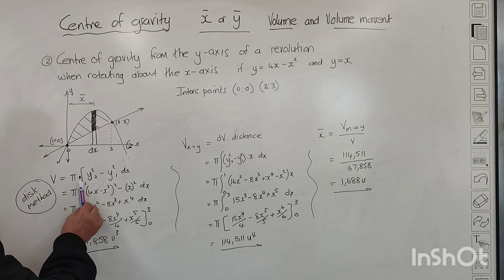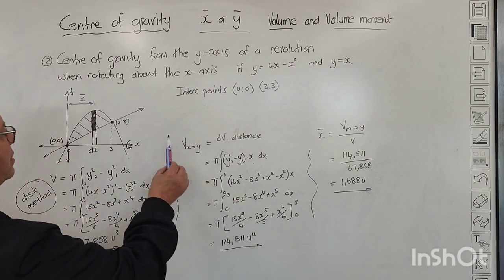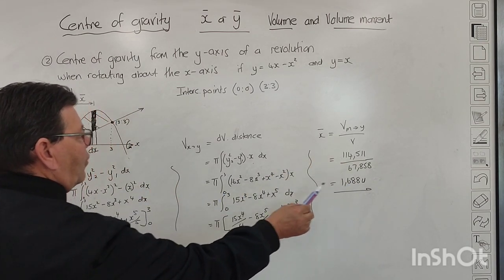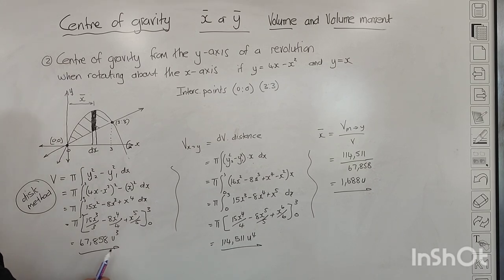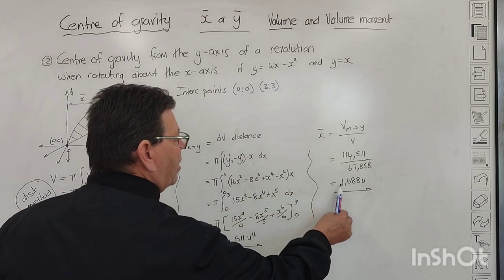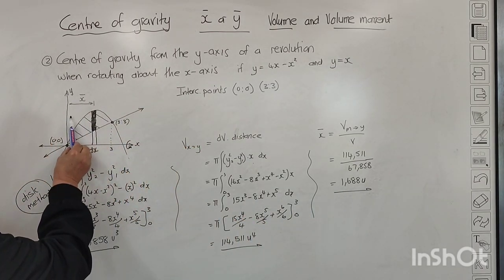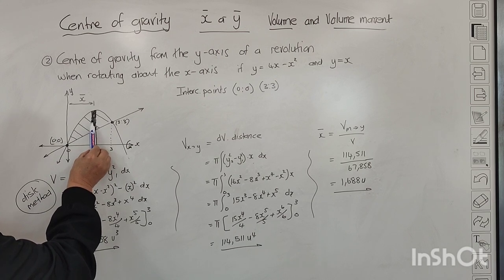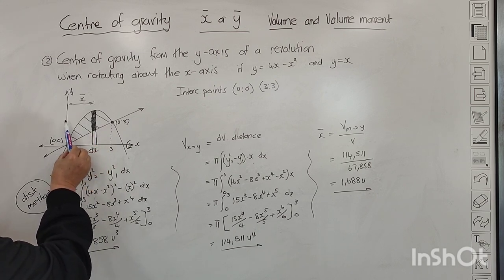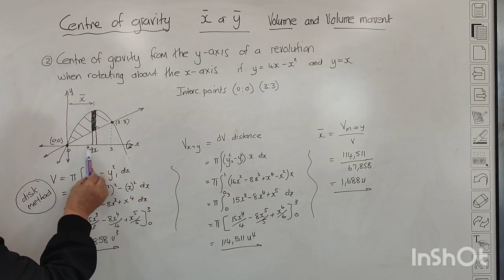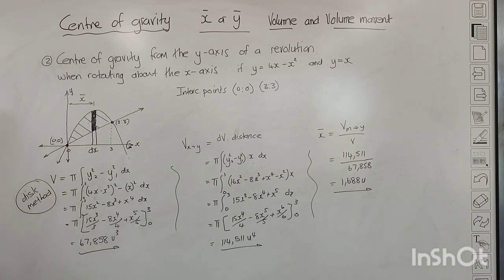So now I've got my volume, I've got my volume moment, and if I want to find this distance, I must divide the volume moment by the volume. So I take the volume moment and I divide it by the volume, and that will give me a distance of 1.688 units. So the distance from the center of this gravitational force to the y-axis is 1.688. And I always ask, does it make sense? It's between 0 and 3, so 1.688 fits perfectly into that. So my calculation, therefore, is correct.